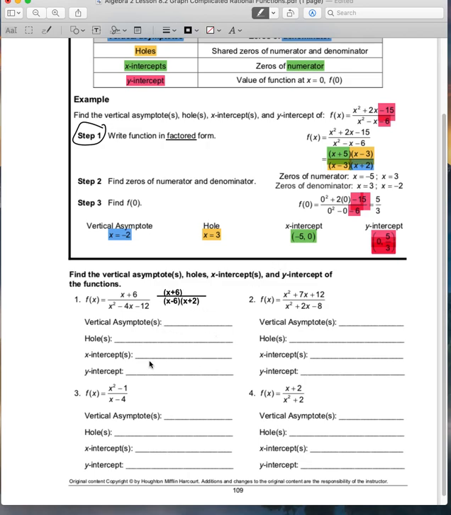Since there are no holes, we'll type that there. There are no holes because there were no look-alike factors. There was no matching factor in the numerator that looked like a factor in the denominator. These two are close, but they are not alike. So then I can go back to my vertical asymptote.